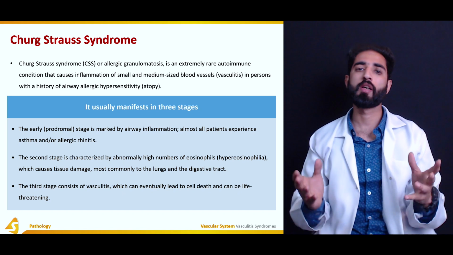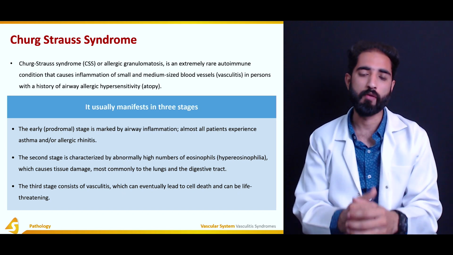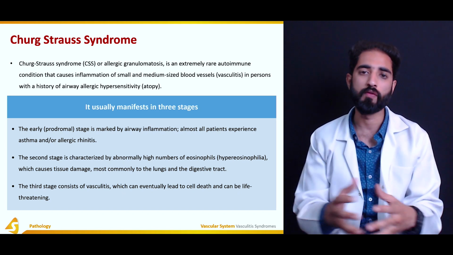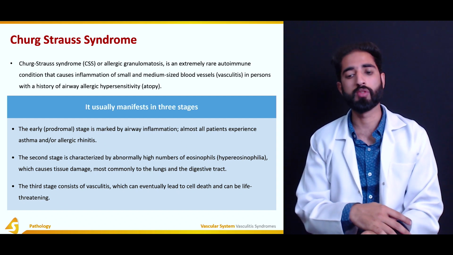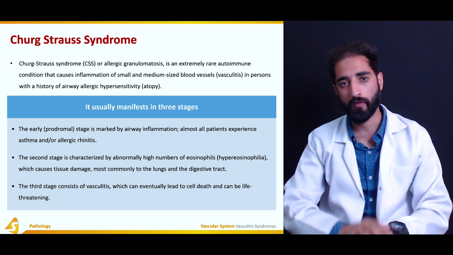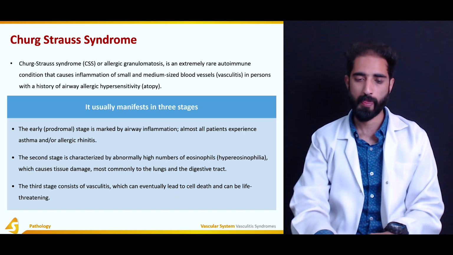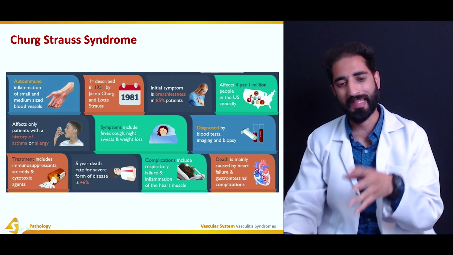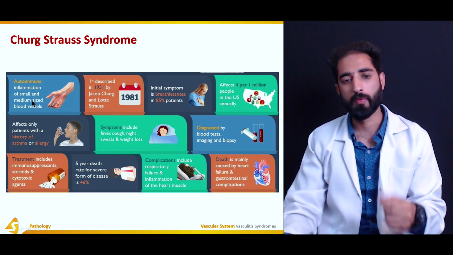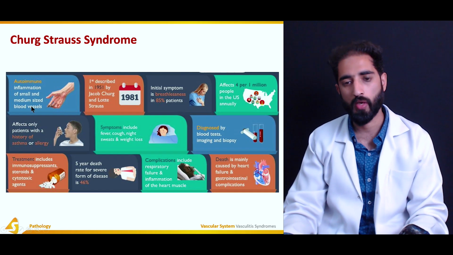The third stage consists of vasculitis, or inflammation of the vessels, which can even eventually lead to cell death and can be a life-threatening condition. So it is an autoimmune disorder, as you can see in this picture or chart: inflammation of small and medium-sized blood vessels.